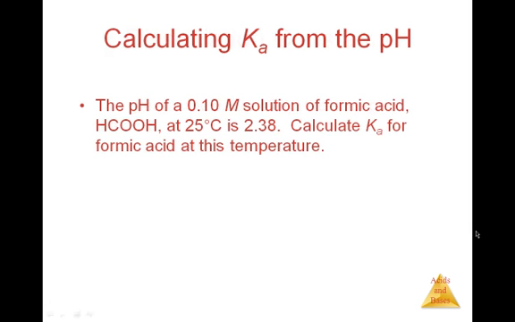All right, calculating Ka from the pH. The pH of a 0.10 molar solution of formic acid, which is HCOOH, at 25 degrees Celsius is 2.38.